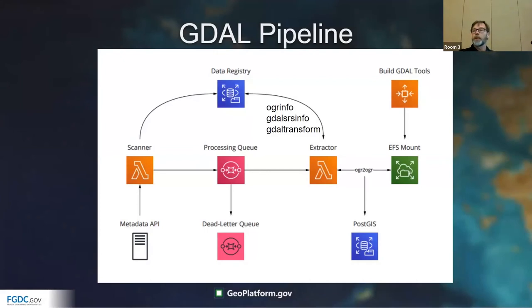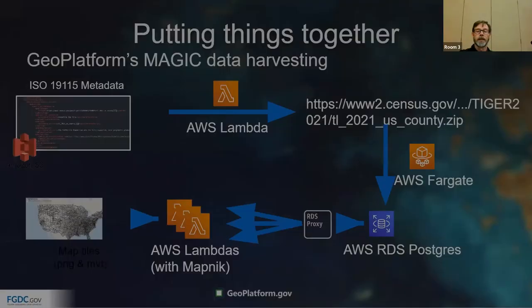One of the tools that we take advantage of quite a bit is GDAL, and we have a pipeline for processing of the NGDA data sets when we can get direct access to the data. We pull those out and use ogrinfo and the GDAL transforms to create the artifacts for each of our national geospatial data assets.